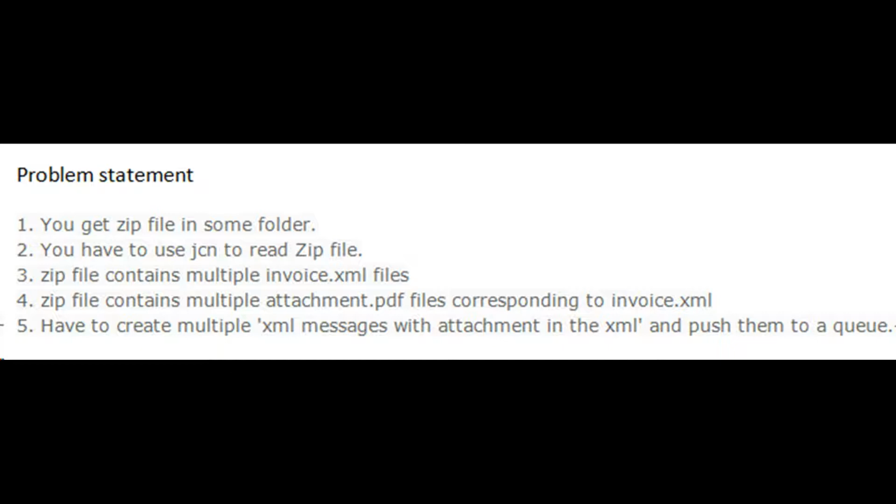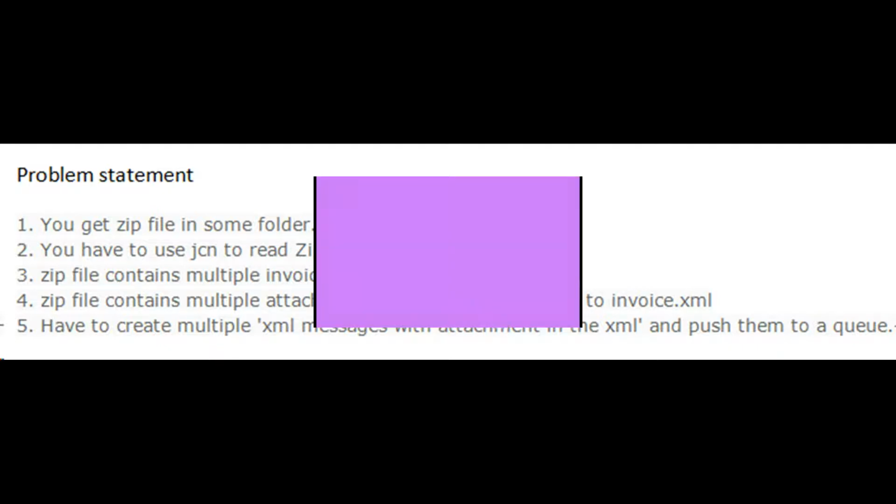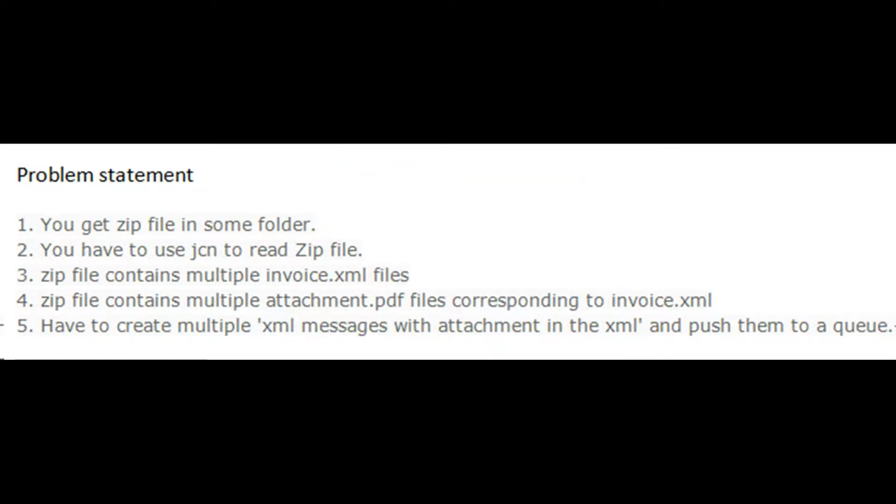You get a zip file in some folder. You have to use JCN to read the zip file. The zip file contains multiple invoice XML files and multiple attachments in PDF form. You have to create multiple XML files with the attachment in XML and push them to a queue. This is the problem statement.